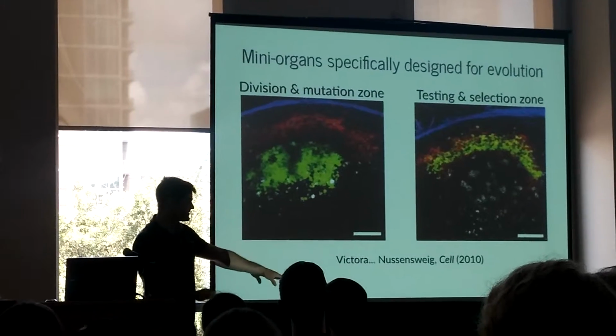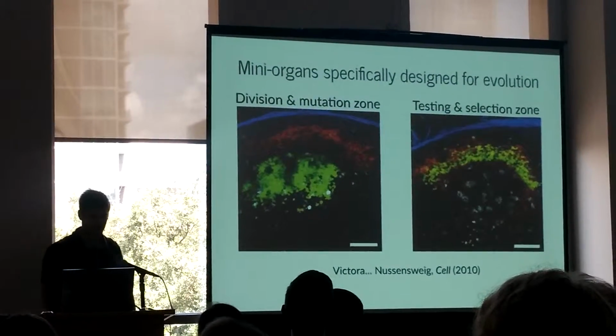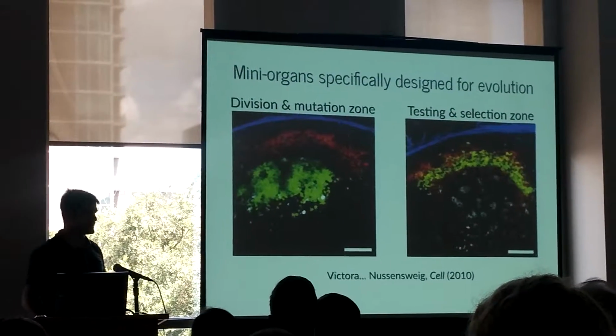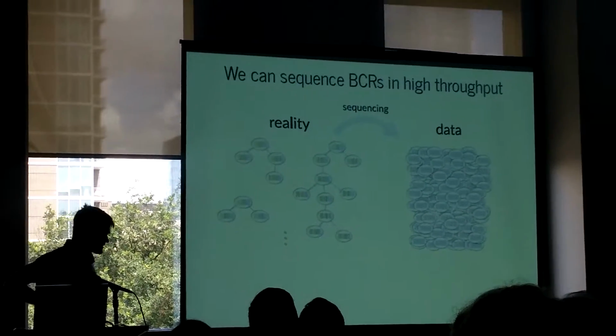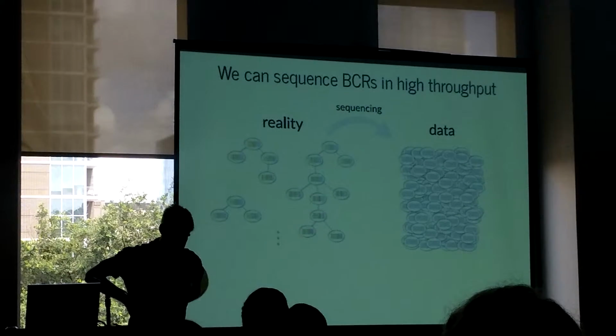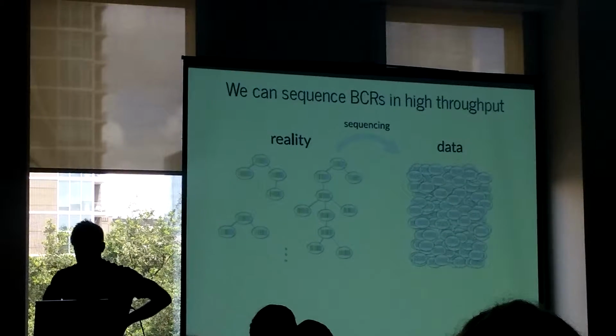So if this seems interesting to you, just read anything by Gabriel Victora, and I assure you, you will be amazed. So, okay, we can sequence these things in high throughput now, and this has completely changed the field of adaptive immune research.